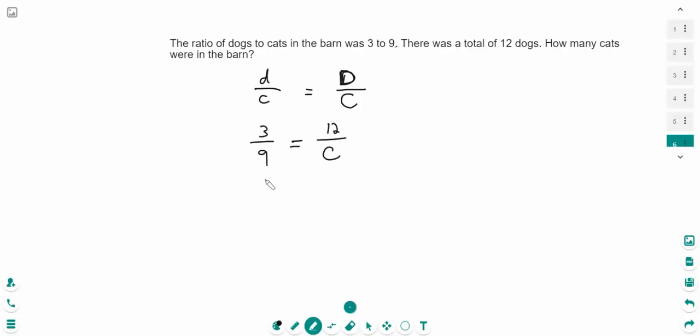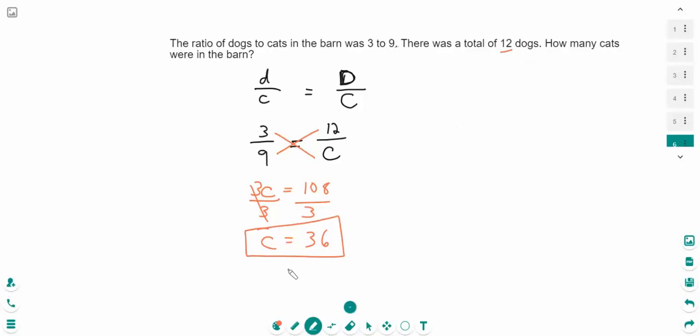And at this point, we have our equation. So we can do our cross multiplying. 3 times C would give us 3C. 9 times 12, that's 108. Then we can divide both sides by 3. And we end up with, let's see here, 36. So the number of cats is equal to 36 when we have 12 dogs. All right, very good. So I think we will stop there.